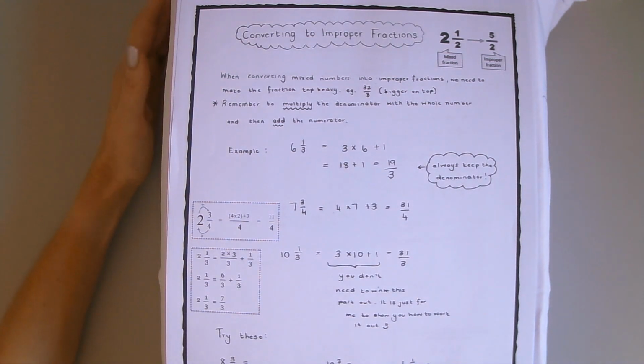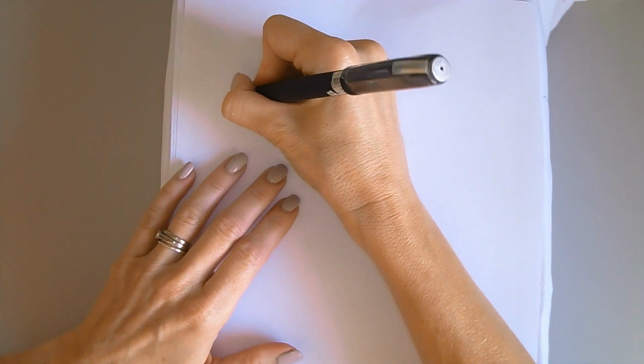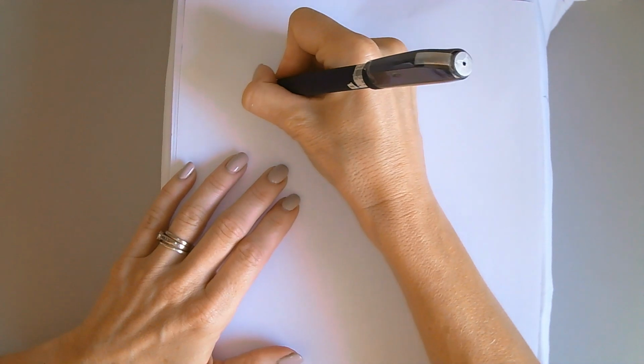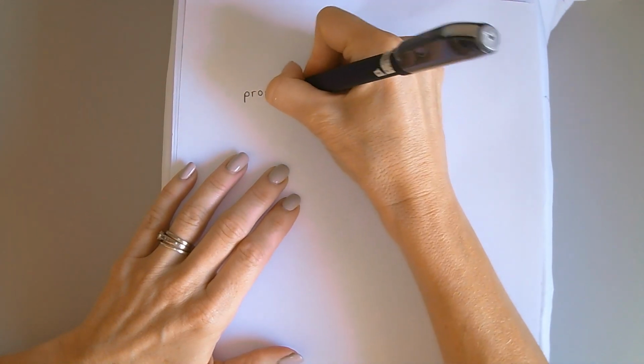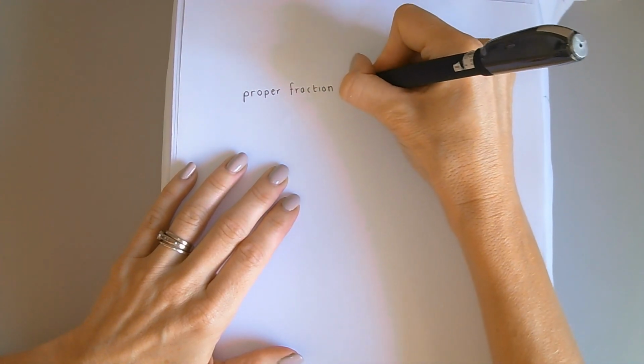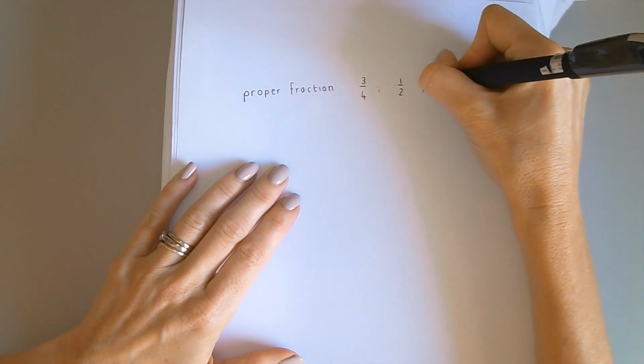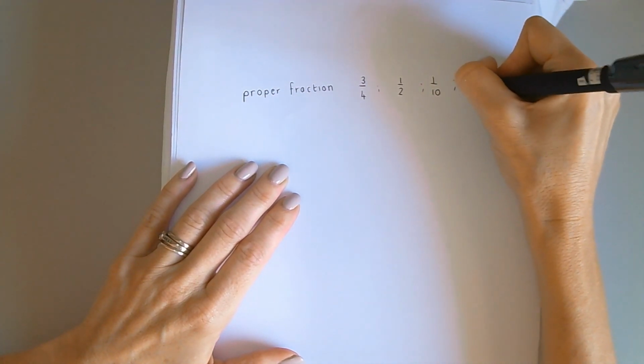Now we're going to go on to converting to improper fractions. So something that we didn't do earlier, and we didn't speak about it, but we need to know the difference between all 3 fractions. So you have something called a common fraction or a proper fraction. Okay, and a proper fraction is your normal fraction that you are used to at the moment. 3/4, a half, a tenth, 7 over 8, any of those.